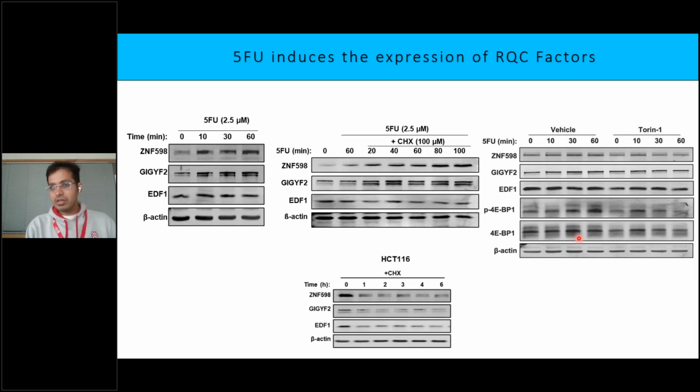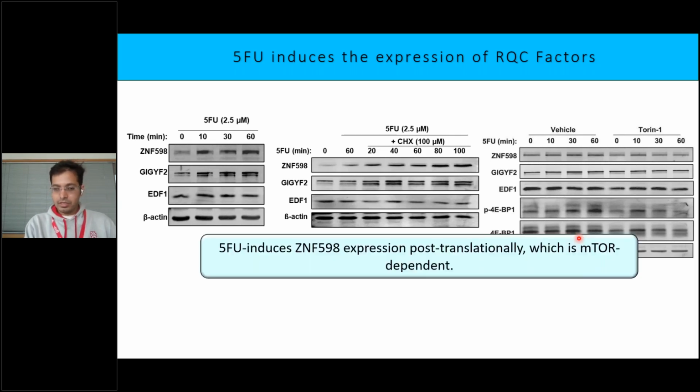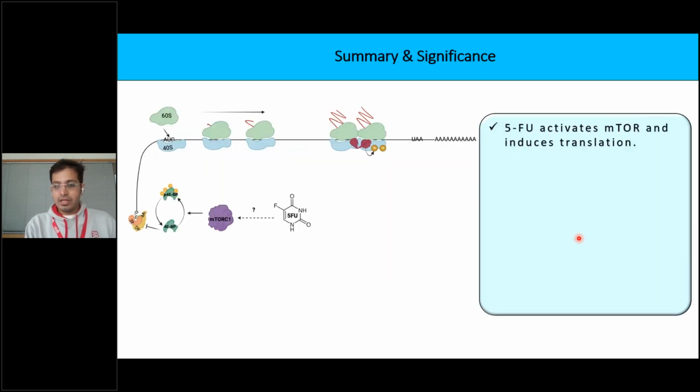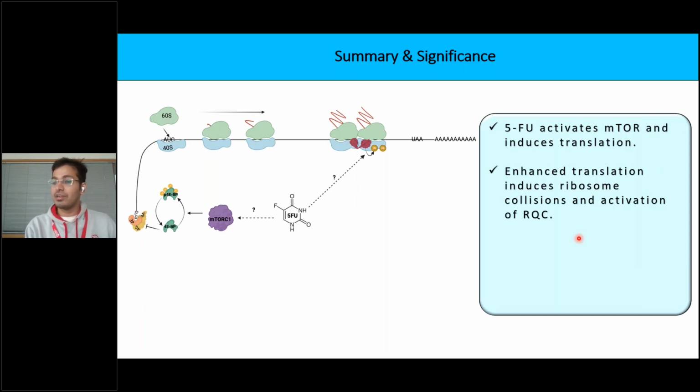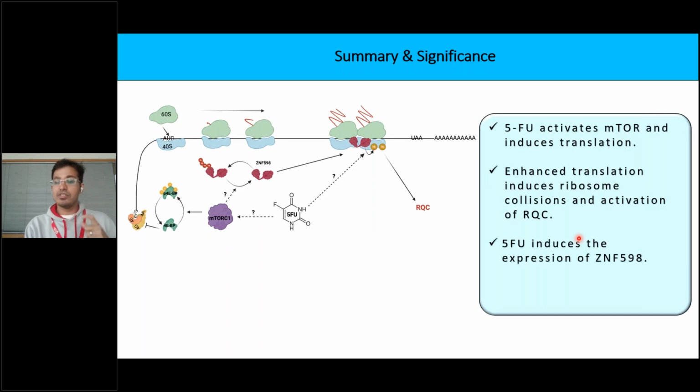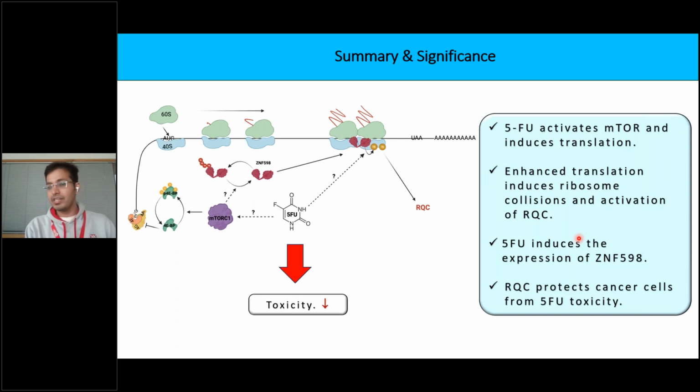Then, to directly see whether mTOR regulates the RQC expression, we inhibited the cells with the mTOR inhibitor again, and we could see a dampened upregulation of ZNF518 and another factor to some extent. So you could see that 5-FU induced ZNF518 expression is post-transcriptional and mTOR dependent. So we could see that 5-FU activates mTOR and induces translation. This enhanced translation induces ribosome collision, and that probably leads to the activation of the ribosome quality control mechanism. In turn, 5-FU induces the expression of ZNF518, probably in an mTOR dependent manner. And in this way, the activation of ribosome quality control protects the cancer cells from cytotoxicity.